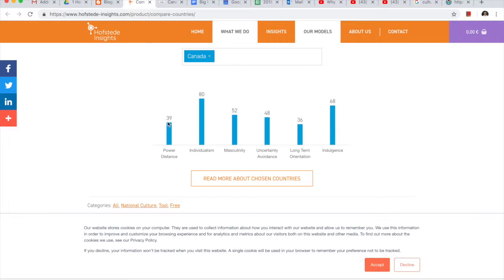So Canada is at 39, which means most people in Canada have about the same amount of power. And other countries could be lower or higher. And that's the power distance. It's the distance between power of the people living in that country.